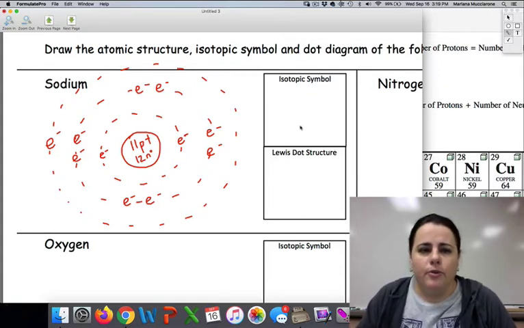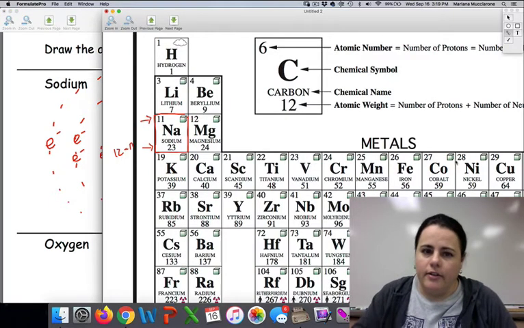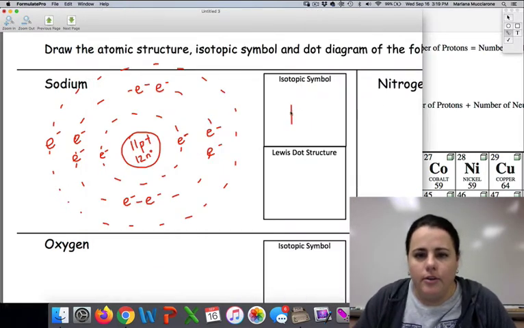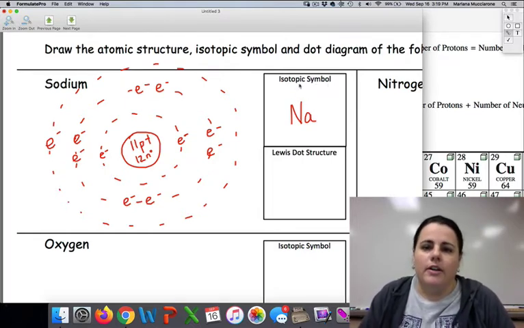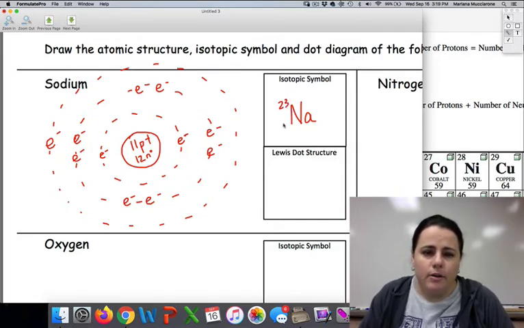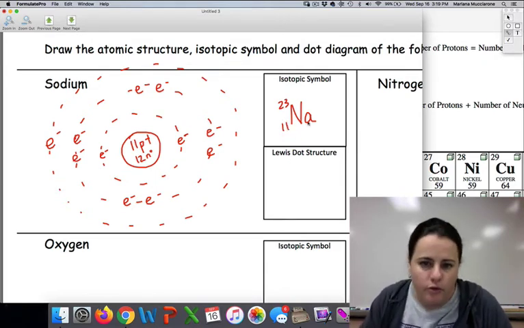The isotopic symbol is pretty simple. You're going to put down the symbol for sodium. If you don't remember the symbol, it's not S. That's sulfur. Sodium is Na. These are Latinized names. So you're going to put down Na. The isotopic symbol puts the mass as a superscript in front and the atomic number as a subscript below. If you don't remember, the mass of sodium was 23, so you put 23 there, and the atomic number, which was the top number, was 11. That's how we would write the isotopic symbol for sodium.